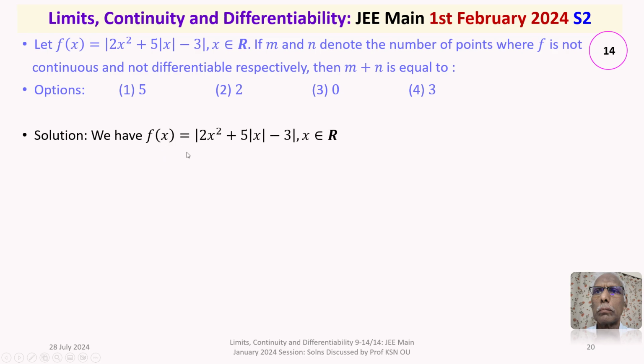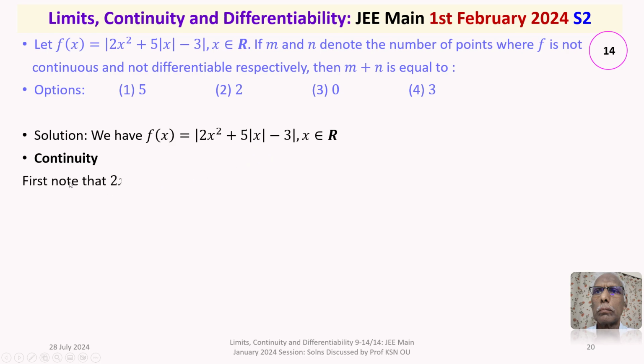Let's now discuss the solution of this problem. We have f of x is equal to mod of 2x square plus 5 times mod x minus 3, where x belongs to R. Agreed. Now, we talk about the continuity. Now you see 2x square is a polynomial. Polynomial is continuous. Mod x is continuous. Minus 3 constant is continuous. So it is the sum of continuous functions. Therefore it's continuous.